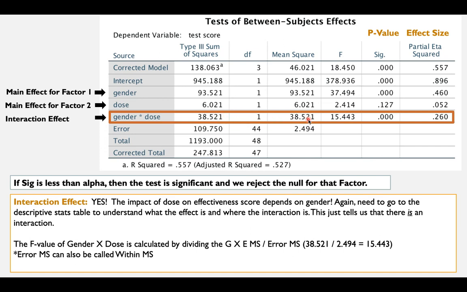So we divide by 1, and then we divide by 2.494, right? These two mean squares give us 15.443, another rather large F with a very small significance value. It's below alpha. This is a substantial, large, and statistically significant effect below our alpha of 0.05. So this tells us that there is, in fact, an interaction between gender and dosage. Again, we can't interpret it quite yet. We need to go back and look at the means tables, as well as probably a line graph, to help us interpret this interaction.